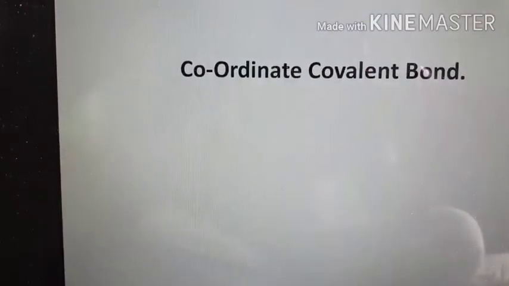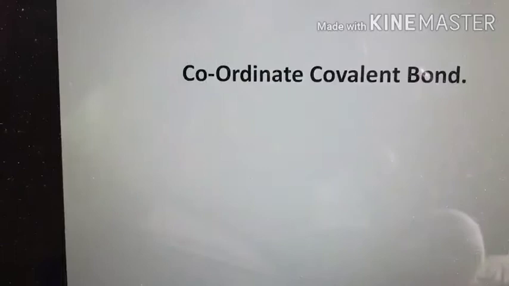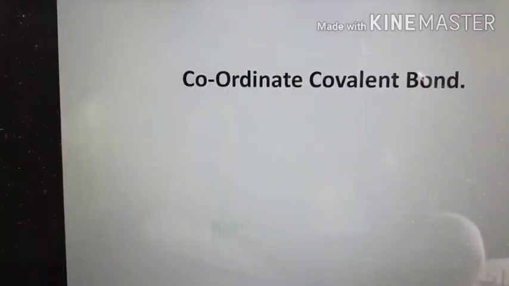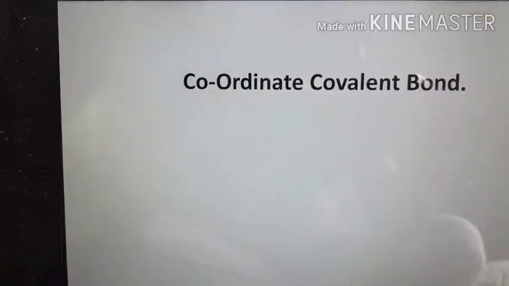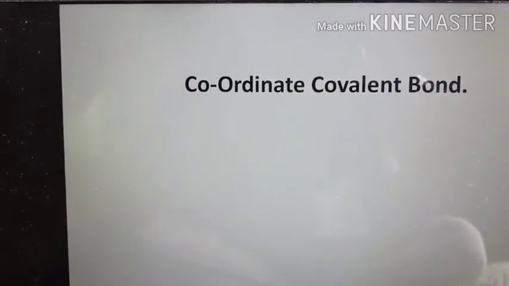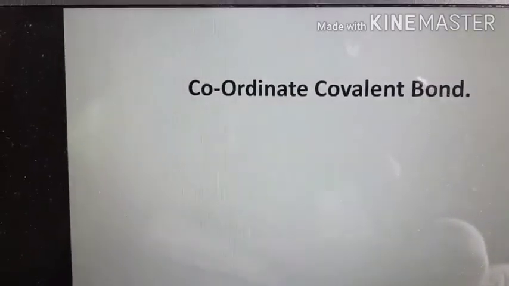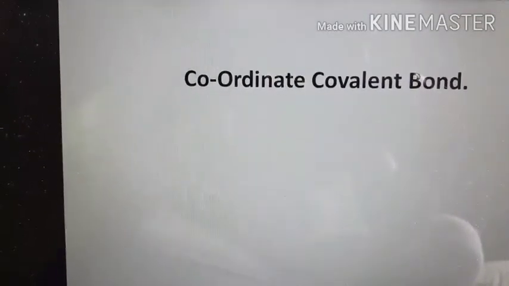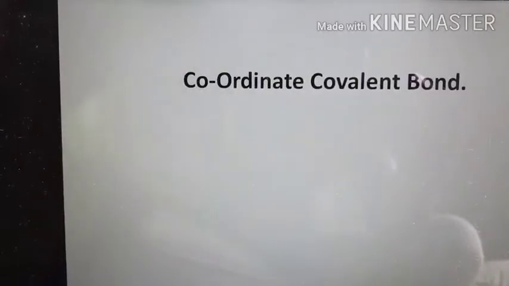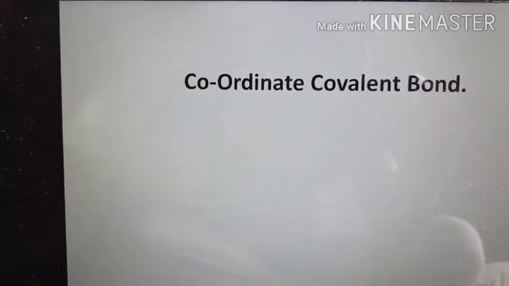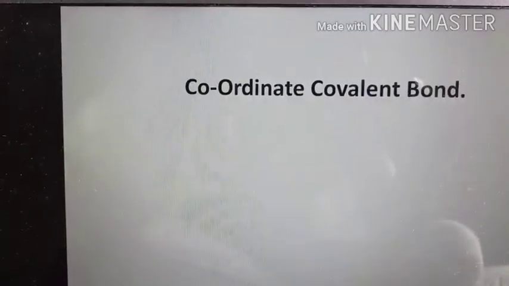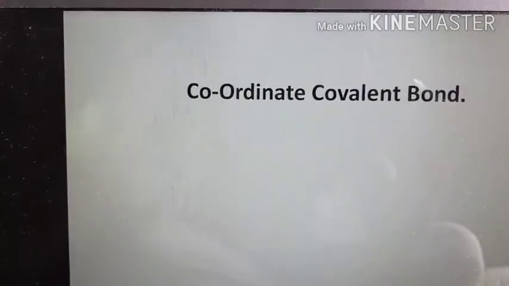He suggested that in this type of covalent bond both the electrons in the shared pair come from one atom only. This is called the coordinate covalent bond. Such a bond is formed between atoms, one of which is deficient in at least two electrons, while the other atom has already acquired a stable noble gas configuration and has an excess lone pair of electrons.